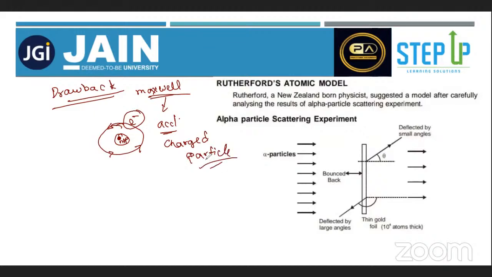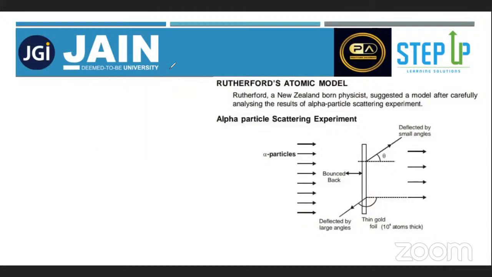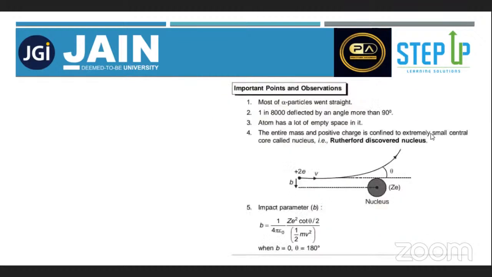If any charged particle is moving with some velocity, it has some acceleration. So it will keep on losing its energy in the form of electromagnetic radiation. According to Maxwell's calculation, in 10 raised to minus 8 seconds this electron should fall into the nucleus, but that was not happening. It was not explained by Maxwell. This was the drawback: he could explain most things, but not this major one. Because of this, we come up with Bohr's atomic model.